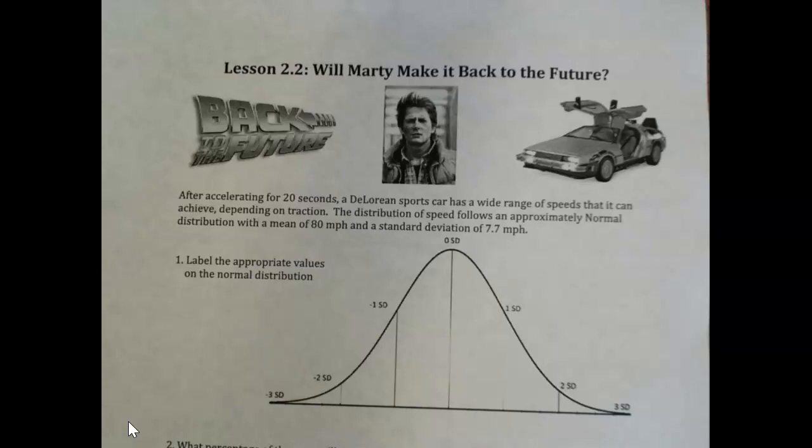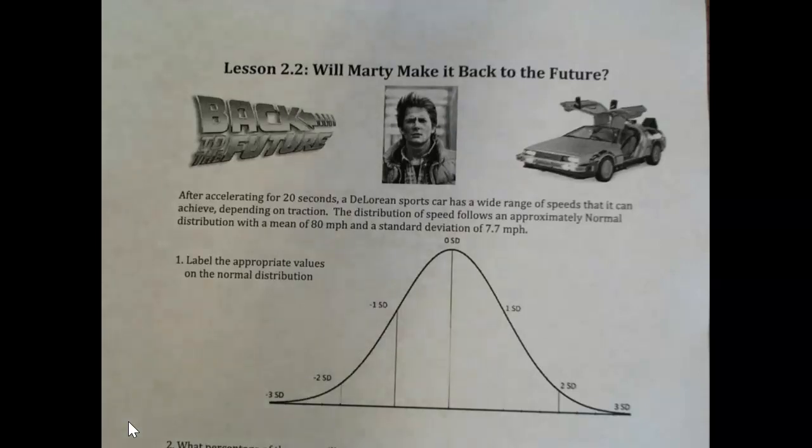So we have a little story here about DeLorean sports cars, which is the car that Marty uses to get back to the future. After accelerating for 20 seconds, the DeLorean sports car has a wide range of speeds that it can achieve depending on traction. The distribution of the speed follows an approximately normal distribution with a mean of 80 miles per hour and a standard deviation of 7.7 miles per hour.